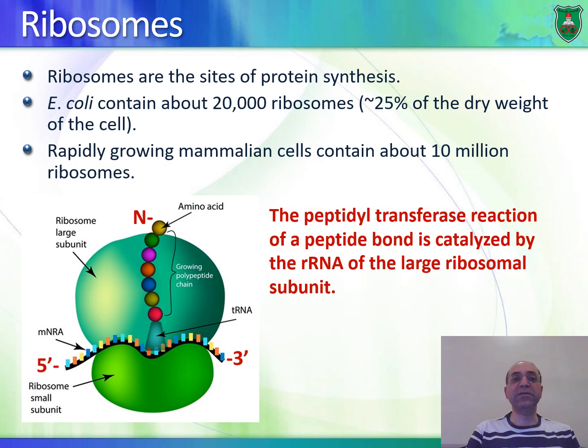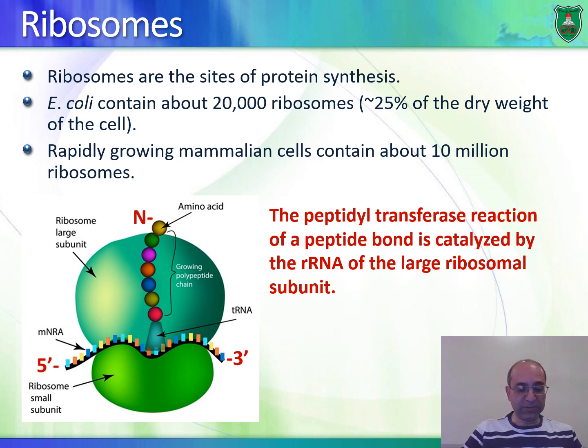So let's talk about the second component in the process of protein synthesis, the second player, and that is ribosomes. Now, cells need a lot of ribosomes because they are the site of protein synthesis. They are the factory for protein synthesis. And there's a lot of protein synthesis going on in cells, especially healthy cells. So for example, E. coli contain about 20,000 ribosomes per one cell.